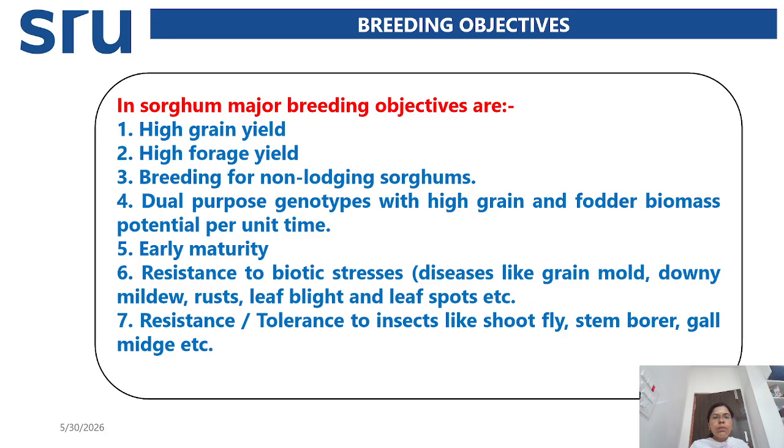And next is resistance to biotic stresses, which includes pests and diseases. The first is diseases like grain mold, which is mostly observed in the sorghum crop, and we can see downy mildew, rust, leaf blight, and leaf spots. And next is resistance or tolerance to insects like shoot fly, stem borer, and gall midge. If stem borer is observed in the sorghum crop, this pest will eat the whole stem, the entire plant will fall, and we can observe yield loss.